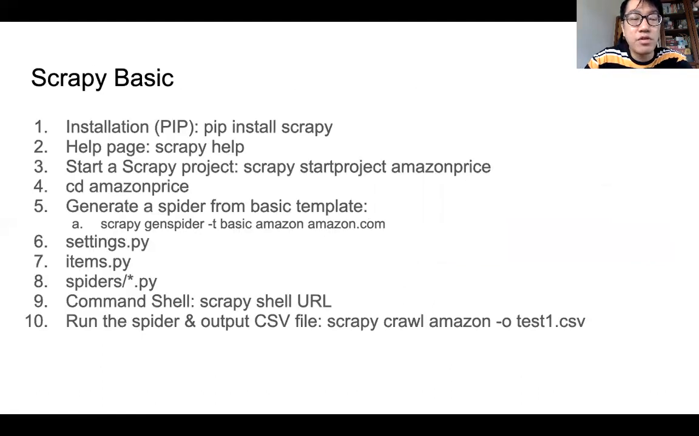So about Scrapy, I would like to introduce some basic knowledge. If you would like to install Scrapy, you can try the pip method. So you can use pip install scrapy. And after you install this Scrapy library, you can try the help page as well. So you can use one command, scrapy help, to call the help page. And then the first thing which we do with Scrapy is that we should start a new Scrapy project. So we use scrapy startproject, and then the project name, like Amazon Pies.